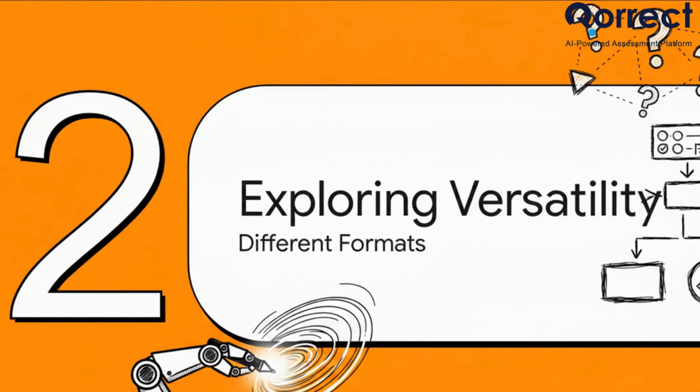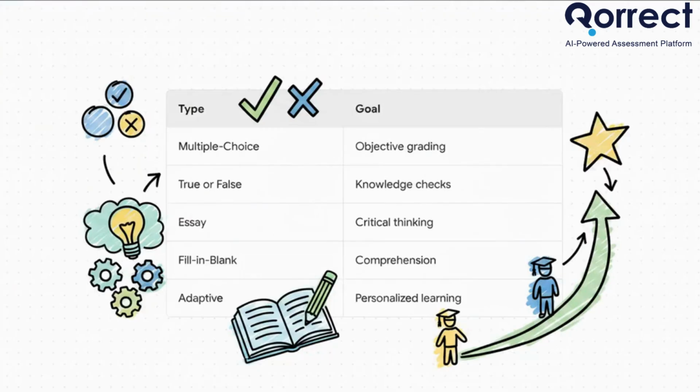Moving right along to Section 2, exploring versatility. We're looking at automated generation for different question types. And this brilliantly illustrates that this tech is far from a one-trick pony. It goes way beyond just your basic multiple choice for scalable objective grading or simple true or false formats for rapid knowledge checks. These systems actually handle essay and open-ended questions to really evaluate deep critical thinking. They can even build fill-in-the-blank prompts to test comprehension and retention. But honestly, the most impressive part? Adaptive generation. It personalizes student education by adjusting in real time. It's absolutely a game changer.